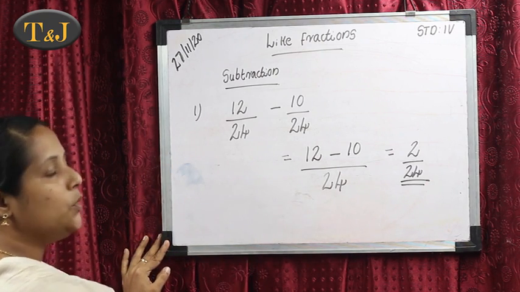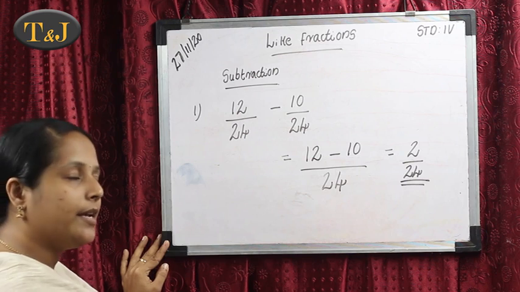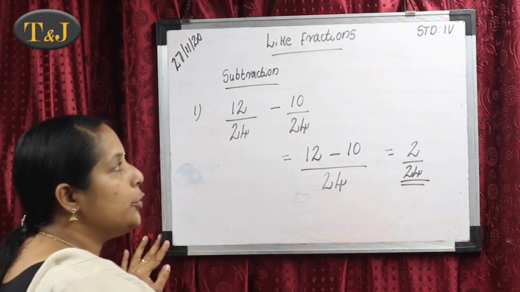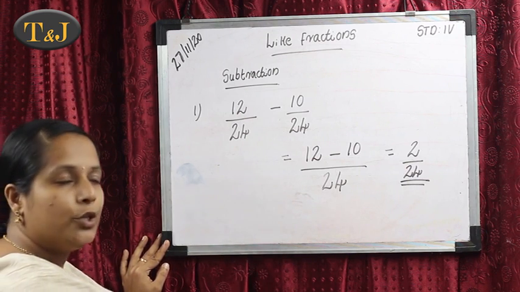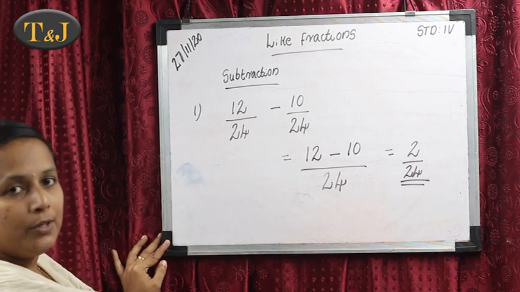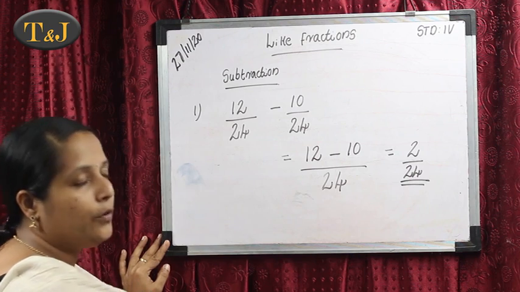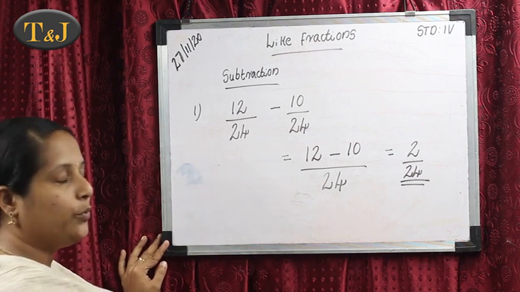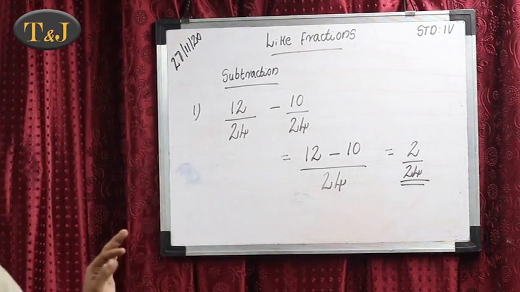So our problem is 12 by 24 minus 10 by 24. Here our numerators are 12 and 10. Then 12 minus 10 by 24. 12 minus 10 equals 2. Our denominator is 24, so our answer is 2 by 24. Then one more example.